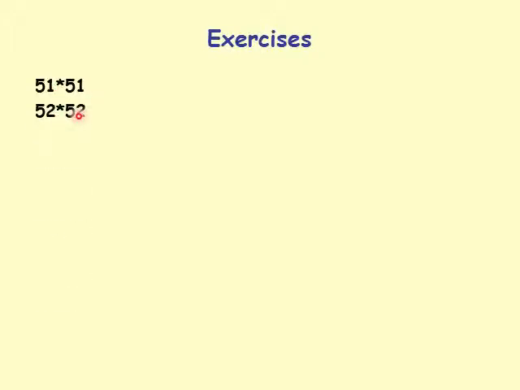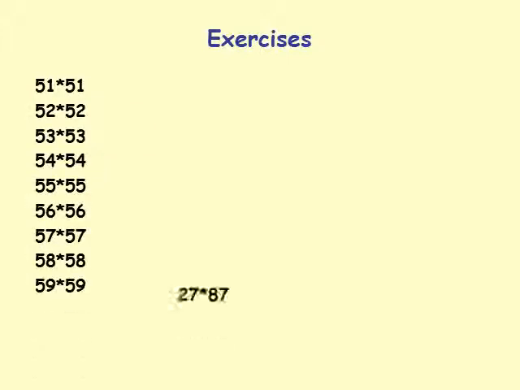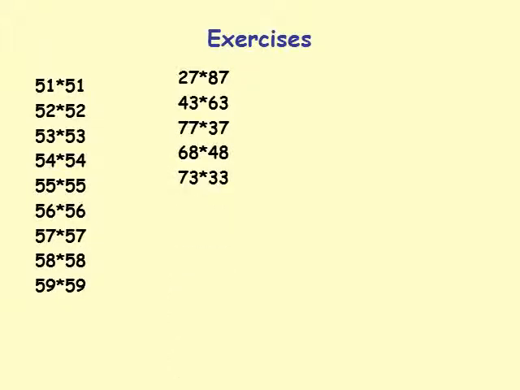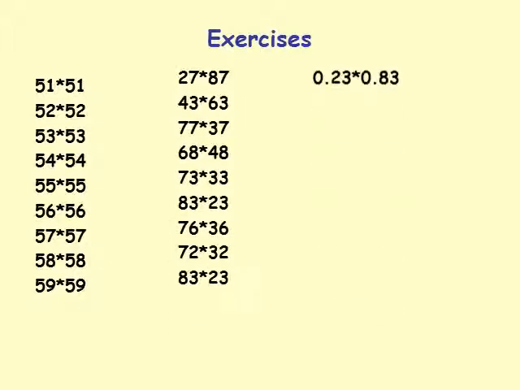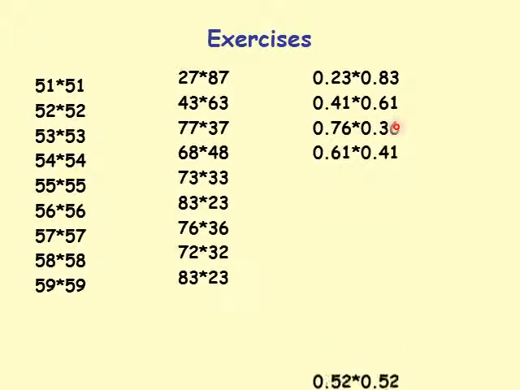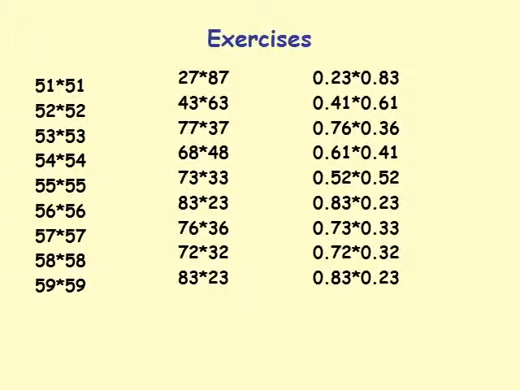51 times 51, 52 times 52, those squares. Okay, 53 times 53. When it's 5 on the left, these become squares. Okay, then 27 times 87, these are not squares. 43 times 67, 77 times 37, 68 times 48, 73 times 33, and more. Now fractions: 0.23 times 0.83, 0.41 times 0.61, 0.76 times 0.36. Okay, and some more.